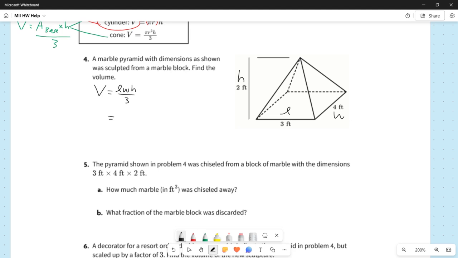So our length is 3, our width is 4, our height is 2, and we're dividing that all by 3. Oh, my 3's cancel, and I'm left with just 4 times 2, which is 8. Our units here are feet, and because it's volume, a 3-dimensional unit of measurement, it is cubic feet. Volume is always measured in cubic units, whatever your units are. And that is our answer for number 4.